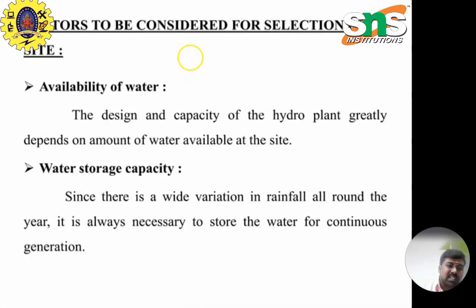Then the second factor is the water storage capacity. Since there is a wide variation in the rainfall all around the year, it is always necessary to store the water for continuous generation. The water is stored in the reservoir area.